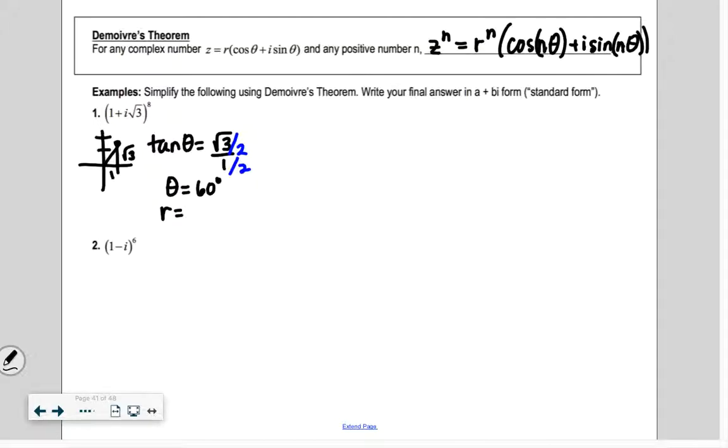Do we know what r is equal to? 2. Yeah, 1 squared plus square root of 3 squared, so it ends up being 2. So our z is 2 cosine of 60 degrees plus i sine of 60 degrees. And I'm cool if you do degrees, it's fine. It actually helps with degrees in the next section when we start taking the roots of complex numbers. It gets really weird.